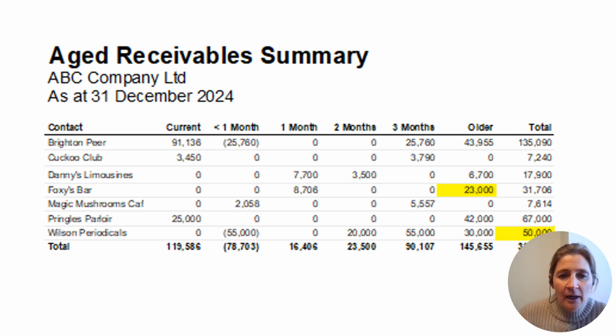And in this particular example, when we analysed Fox's Bar and the Wilson Periodicals, we discovered that Wilson Periodicals had gone into receivership. So the amount of 50,000 there, the whole amount, we've decided is not going to be recoverable and is going to hit our profit and loss account. And likewise with Fox's Bar, the 23,000, we found that there's a dispute with that, and they're refusing to pay. So again, we're going to have to provide against that.